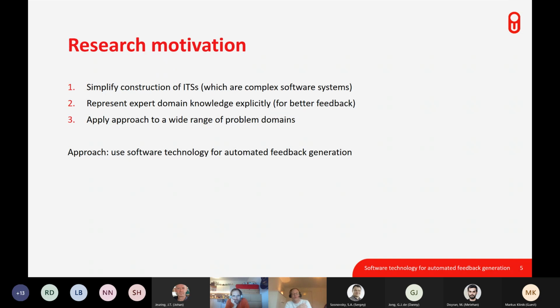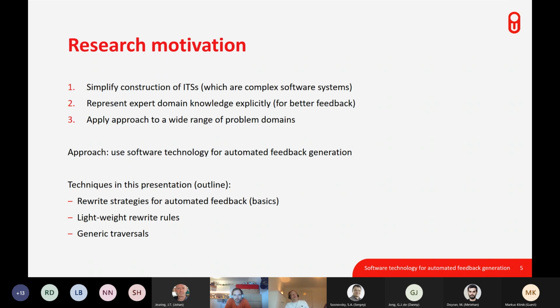And I want to see if software technology can help to make it easier and simpler to construct these kinds of intelligent tutoring systems. I'm also studying whether I can use explicit expert domain knowledge to provide better feedback, to see whether I can generate richer kinds of feedback to learners. And finally, I'm also interested in applying this approach that I'm going to present to you to a wide range of problem domains. Not just for mathematics and logic, but also to all kinds of other problems.